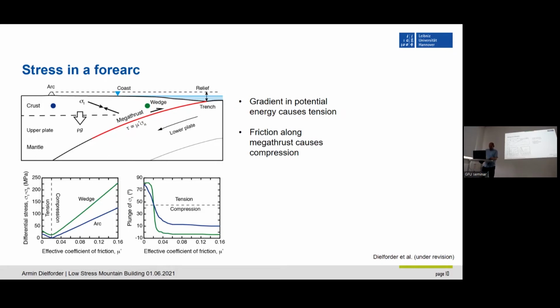As the friction coefficient increases, the compression due to the shearing along the megathrust increases, and you first reach a point where the stress goes down, and then compression becomes dominant and increases, and we build up high stresses under a compressive stress regime. Accordingly, sigma 1 with this evolution is rotating towards the horizontal.